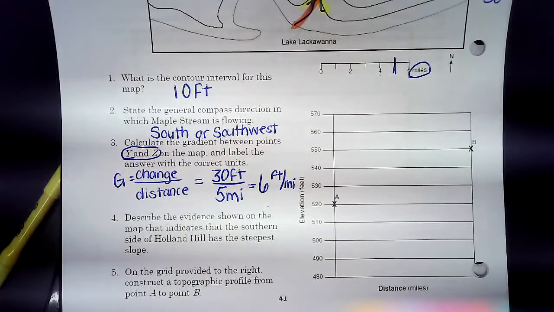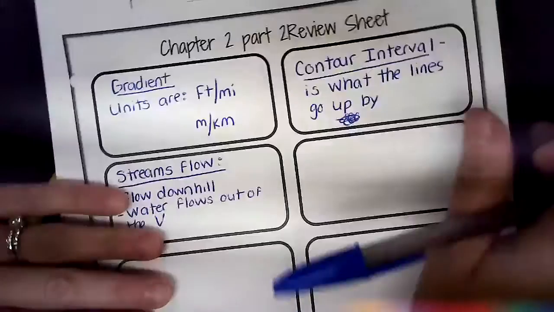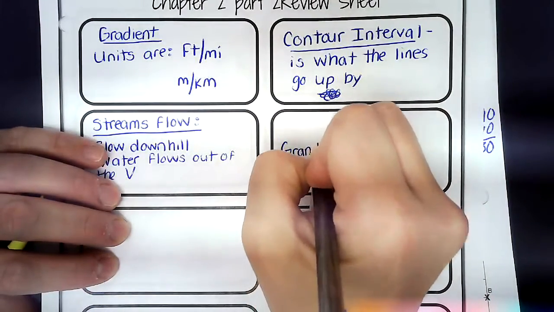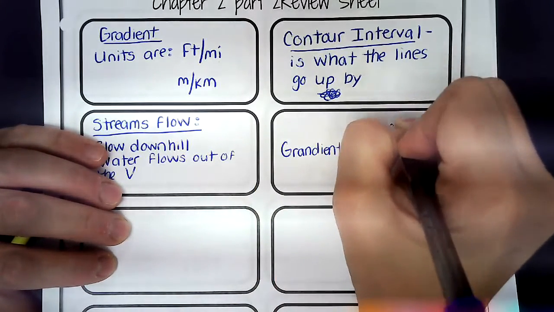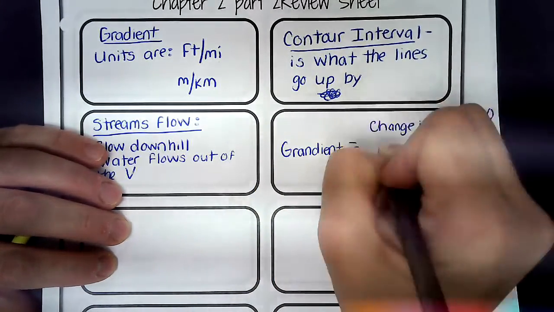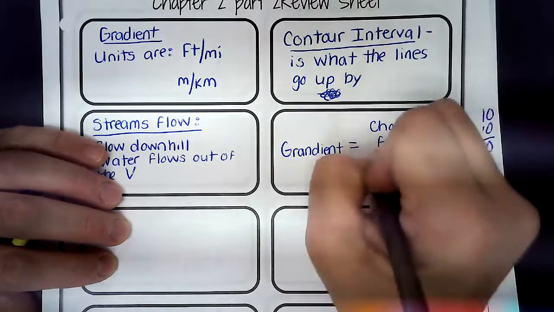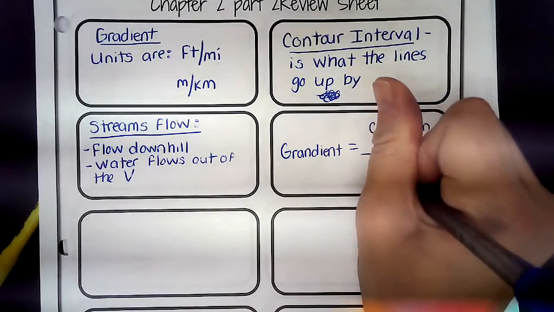What should we include on our review sheet now? How about somebody I haven't heard from yet? The formula. The formula, which is what, Connor? G equals change in field value. Yep. So gradient is change in field value. Now, field value is just a fancy name for change in whatever you're measuring, divided by distance.